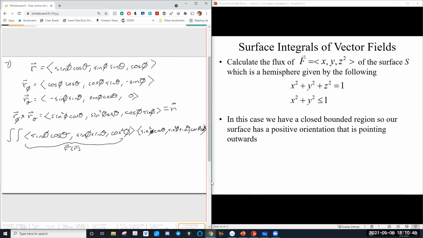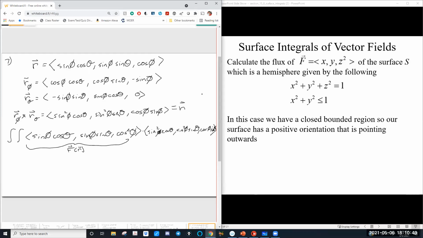Let me see if I have any more space to write to the side. I don't. Shoot, wrote too big. Now we have to choose an order of integration, and it's going to come from our limits on theta and phi.